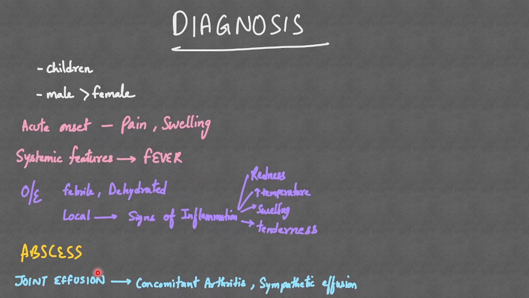Now it is not necessary that if you find a joint effusion, it is a septic arthritis in acute osteomyelitis. Sometimes the nearby joint has just an effusion which is non-infective and it is due to sympathetic activity. It is called a sympathetic effusion.